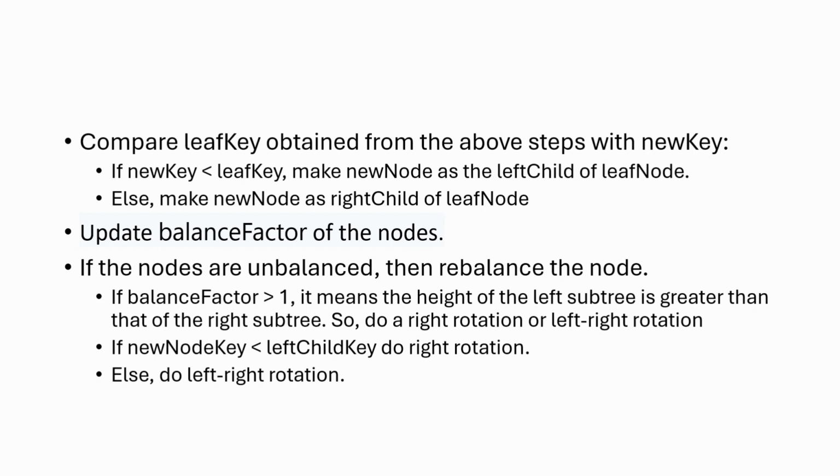And then you would update the balance factor. And remember, height of left minus height of right, or height of right minus height of left. So you want to always keep the balance factor updated. If the nodes are unbalanced, meaning the balance factor is not 0, negative 1, or 1, then if the balance factor is greater than 1, it means the height of the left subtree is greater. So you've got a long left subtree. So you do a right rotation or a left-right rotation. If the new node is less than the left child key, do a right rotation. Otherwise, do a left-right rotation.